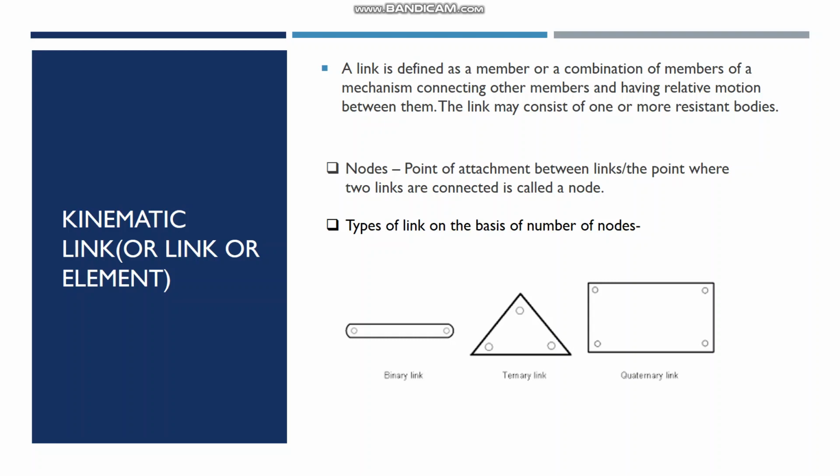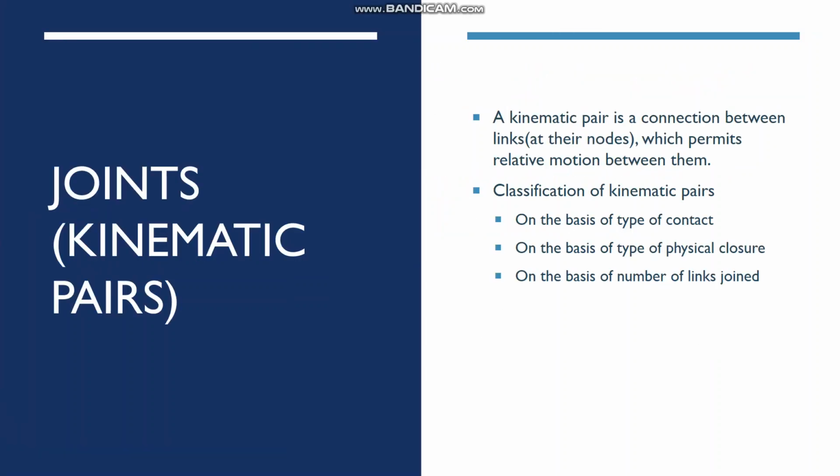For example, a binary link, when the link has two nodes. A ternary link, when the link has three nodes. A quaternary link, equal to 4 nodes, and so on. Now, joints, also called kinematic pairs. So when two links are joined together, they are joined by a joint. A joint or a kinematic pair is a connection between links at their nodes which puts some constraints on the relative motion between the two links.